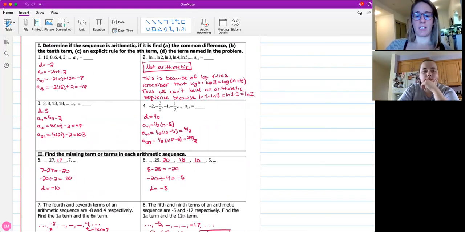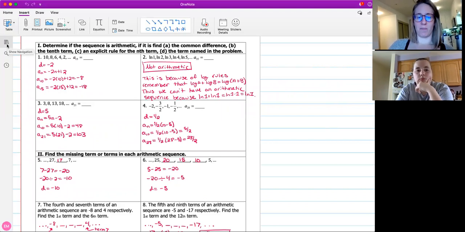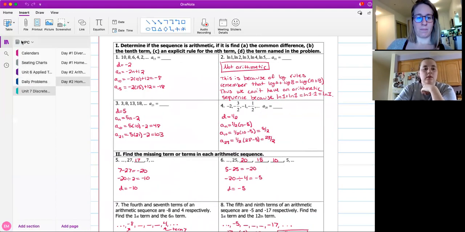All right, cool. Just wanted to clarify that because I saw some people that were confused with the wording. So that's all it means: whatever term it looks like it wants you to find. And the explicit rule just means the explicit equation. It's the same thing. I had a question about that.